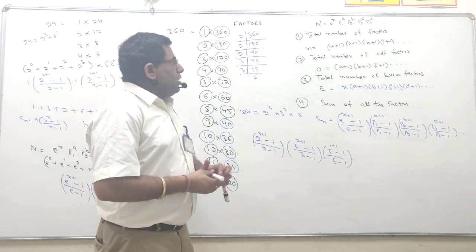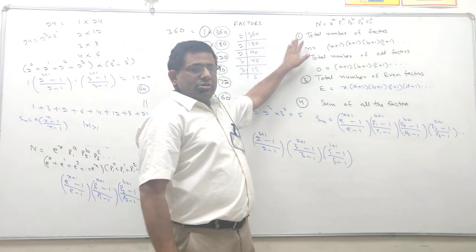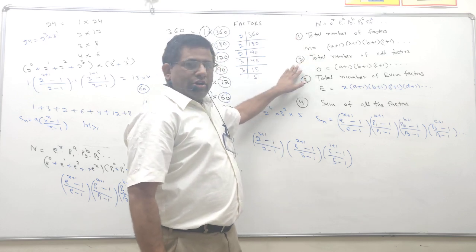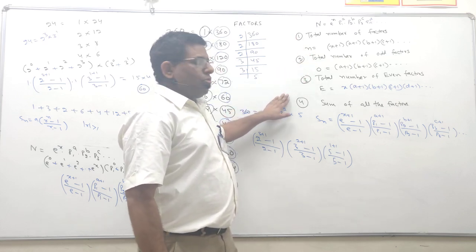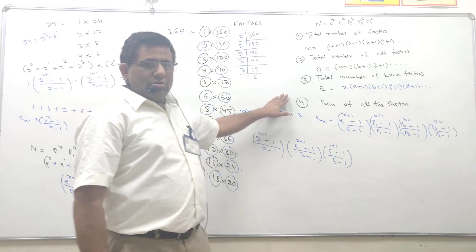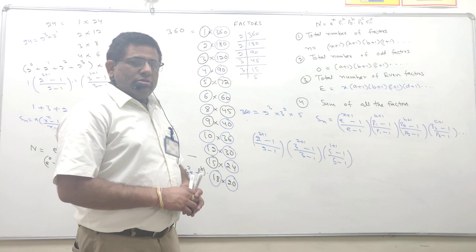Till now we have studied, if we are having any composite number, we can calculate their total number of factors, we can get the odd number of factors, we can get the even number of factors, and we can get the sum of all the factors. Now we will derive the sum of odd factors.